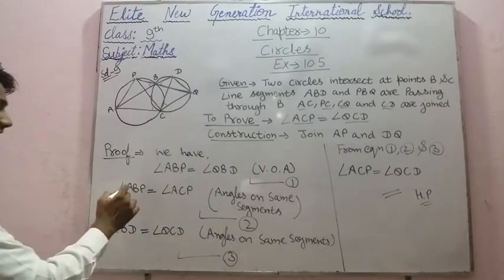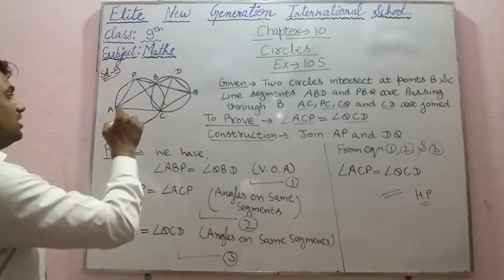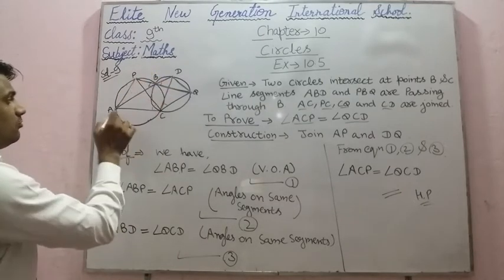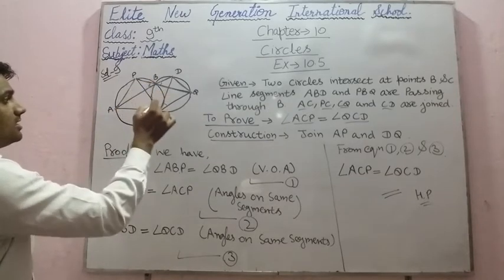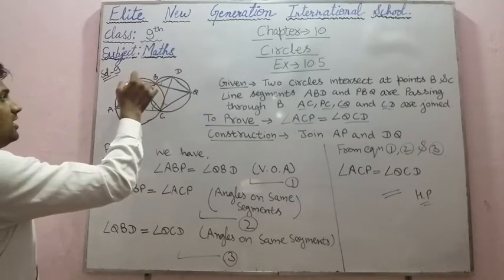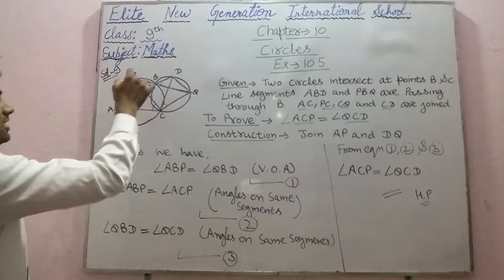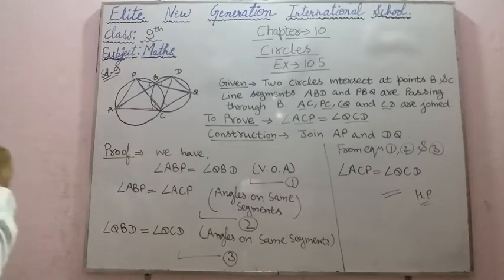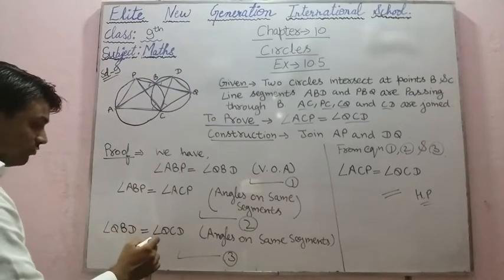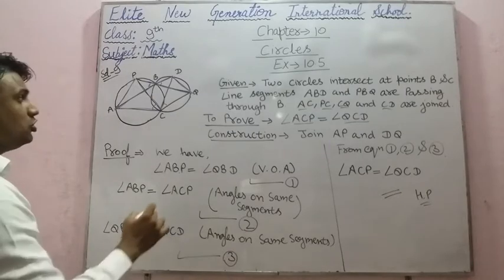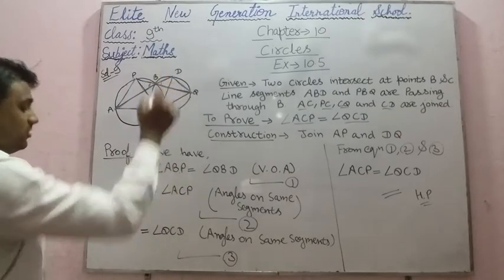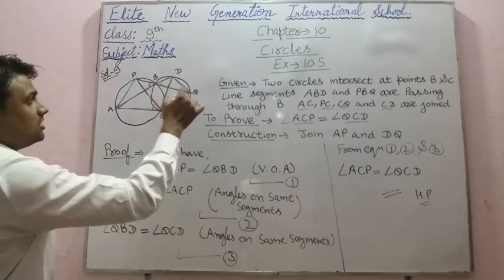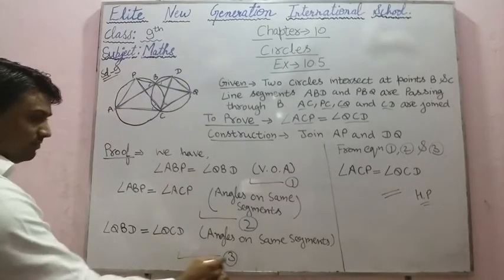Now after this, angle ABP equals angle ACP. These two angles are equal because they are on the same segment AP. We can call this equation number 2. Now angle QBD equals angle QCD, because they are also on the same segment DQ. So this will be equation number 3.